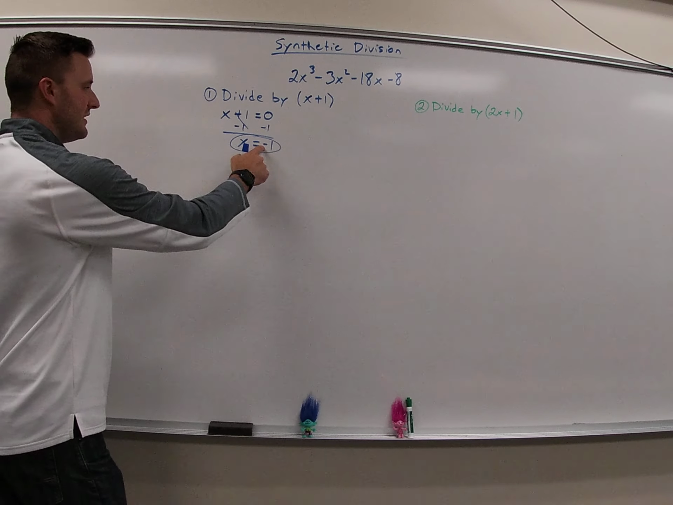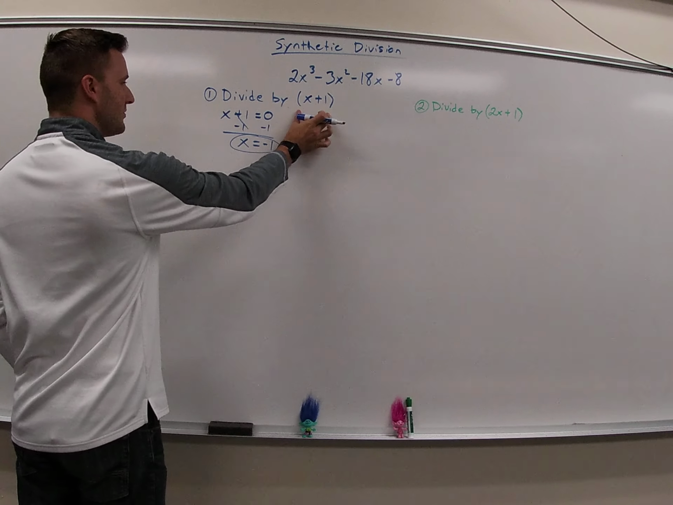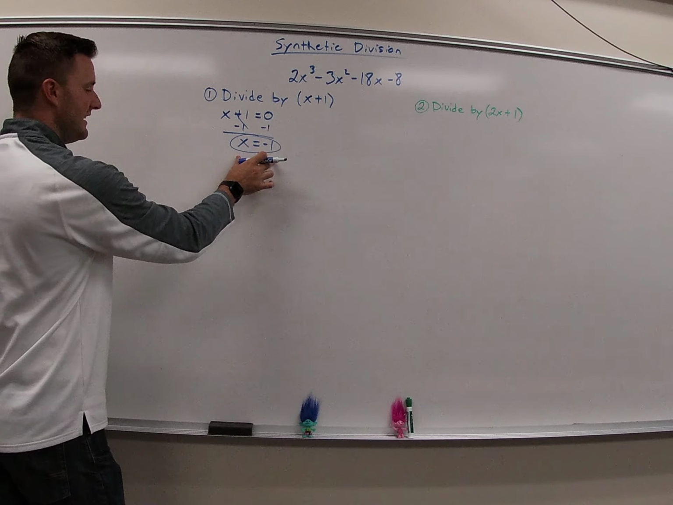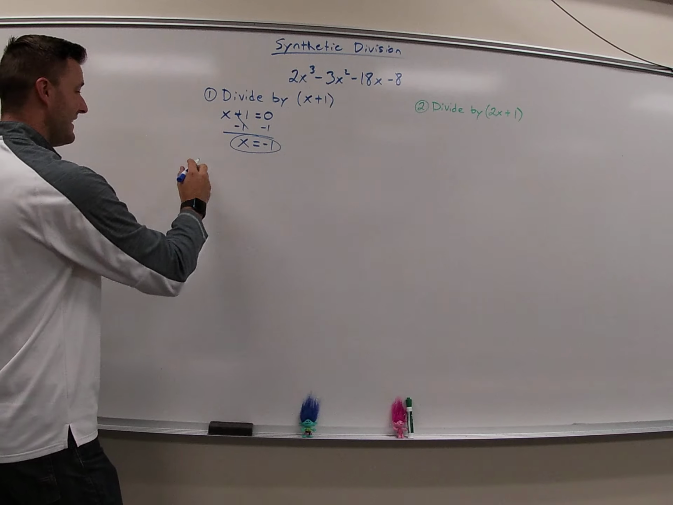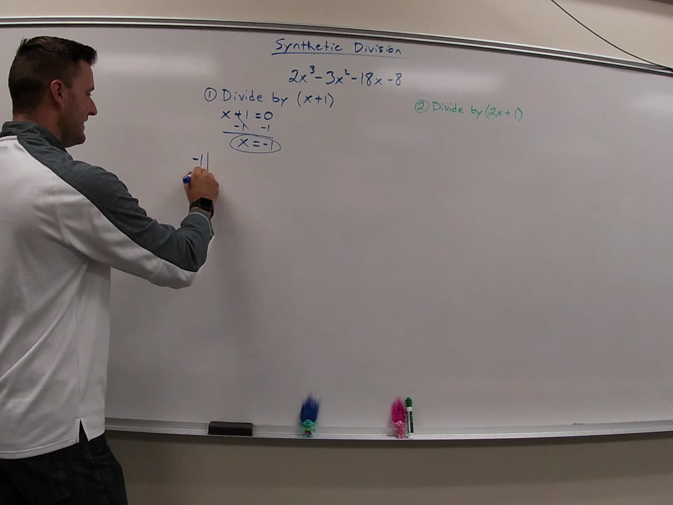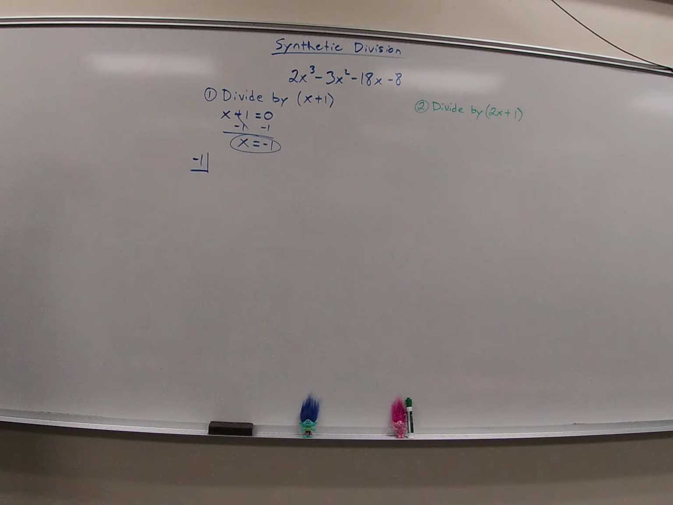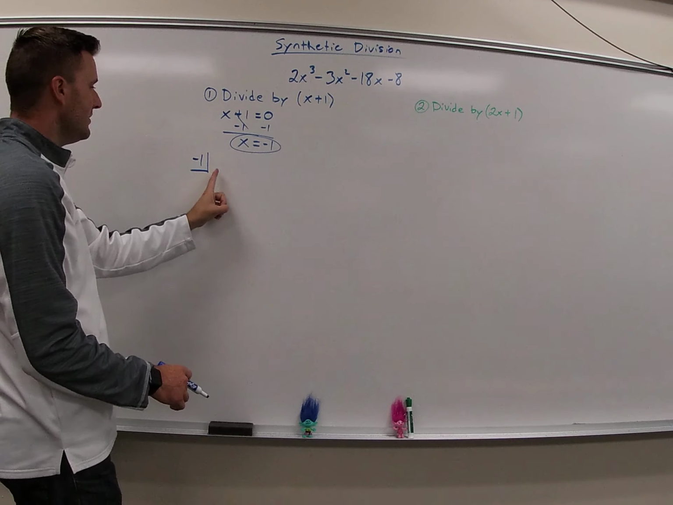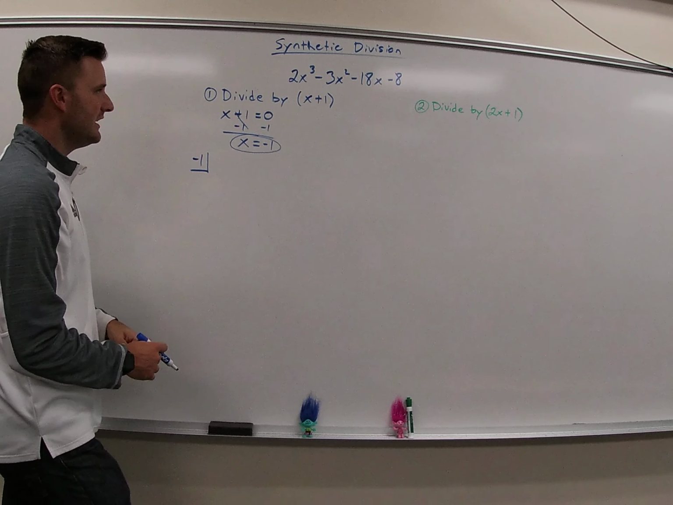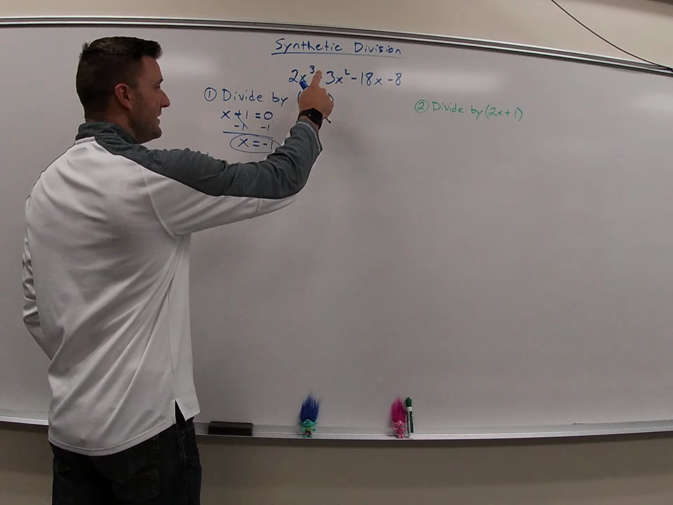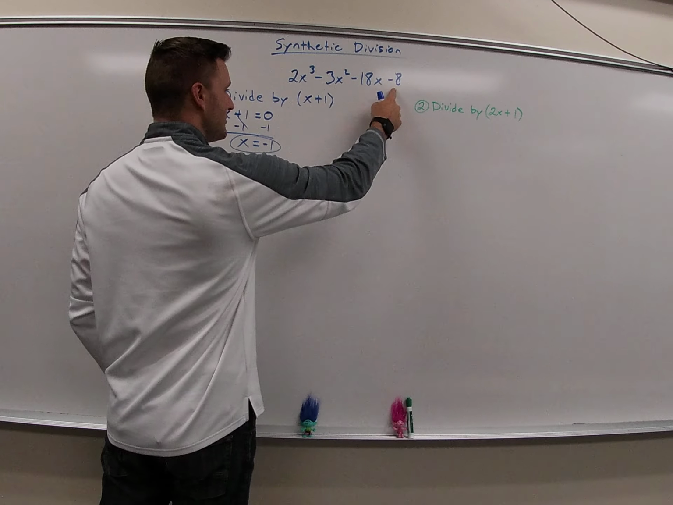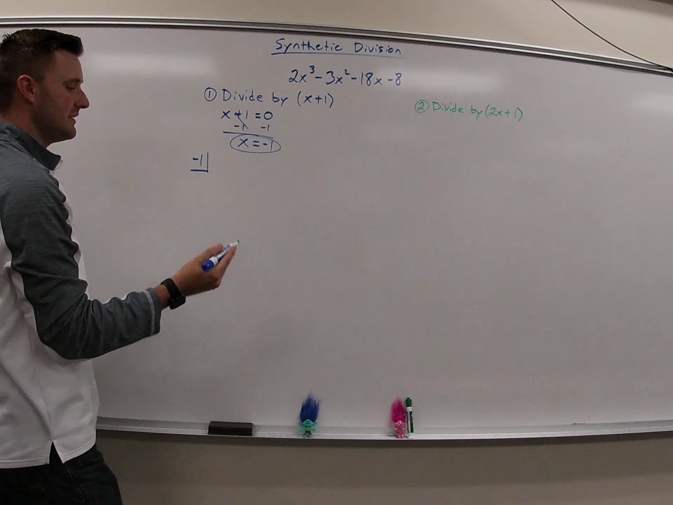All right, so what do I do with this x equals -1? After I take what we're supposed to divide by, set it equal to 0 and solve, I'm going to take that -1 and put it in a backwards L. I'm going to leave that off to the side because that is what I'm dividing by. Now, in the top row of numbers, I'm going to write out every number that I have attached to a variable, including the constant at the end.